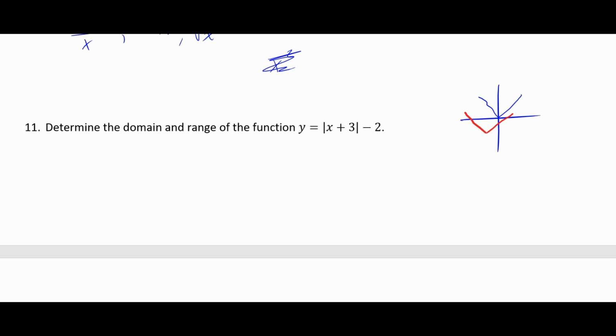Well, the domain doesn't change. So the domain is still negative infinity to positive infinity. It's the range that changes in this case. And the range starts in the parent function at 0 to infinity, but since we subtracted 2, our range is going to be including negative 2, comma, infinity. And that'll be our range for question 11.